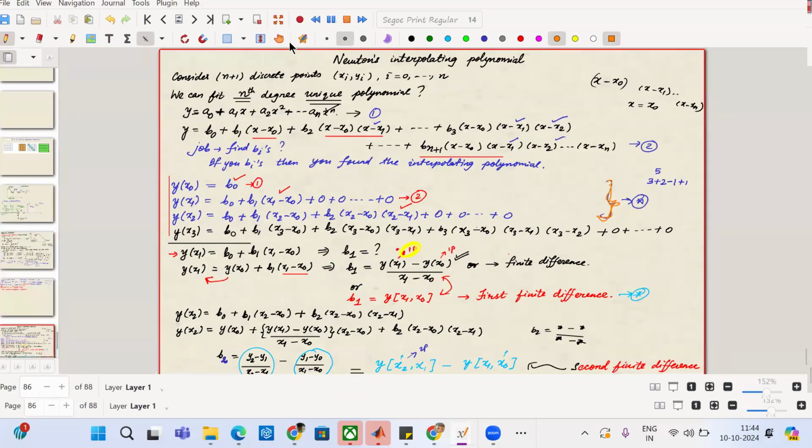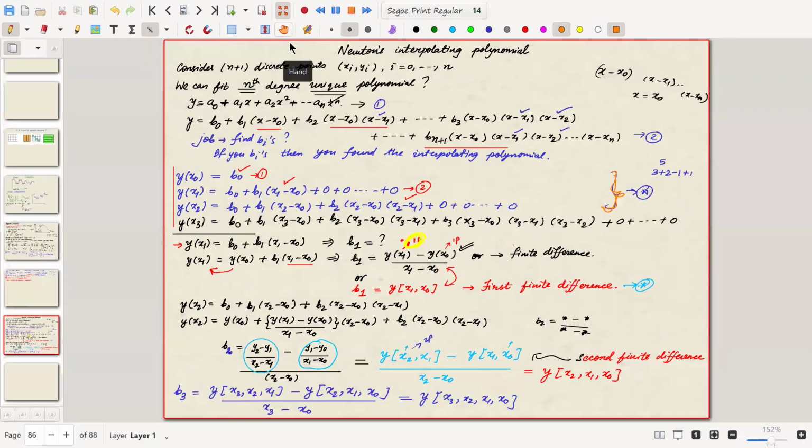So what we were discussing is, can you write this? Why were we doing this method in the first instance? Why did we suddenly write B0, B1 out of the blue, and then start doing some calculations? Then I started talking about the first finite difference, second finite difference, third finite difference, and it got a bit complicated also.